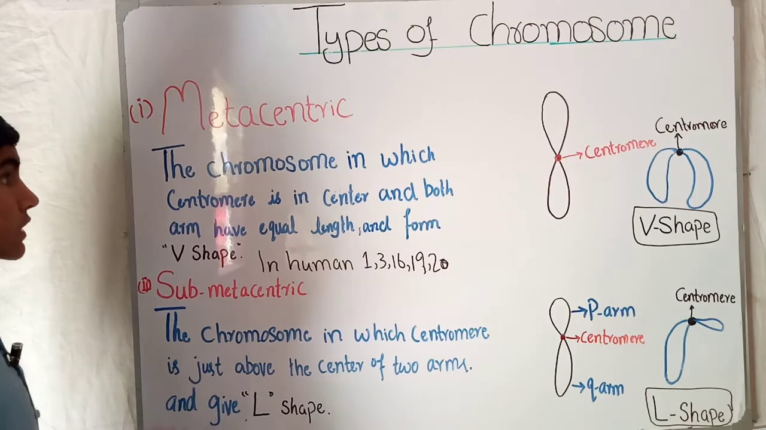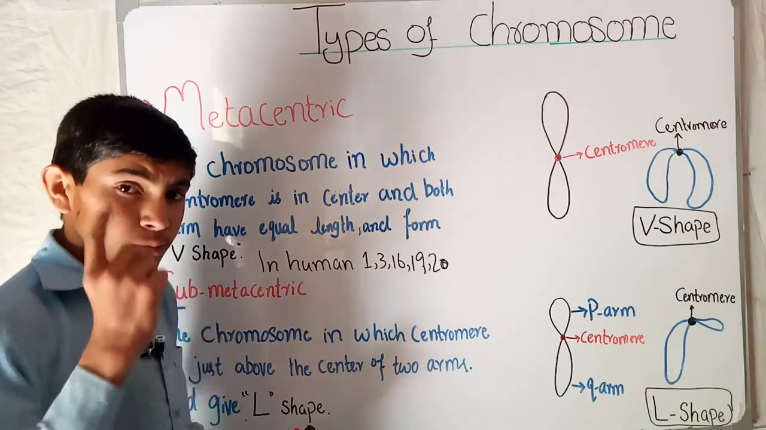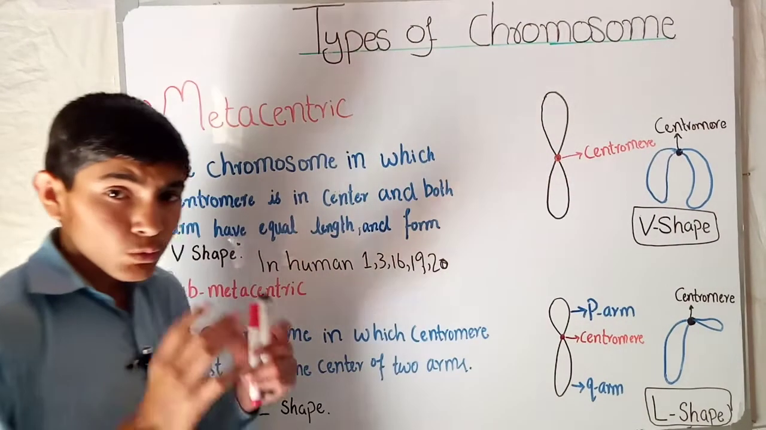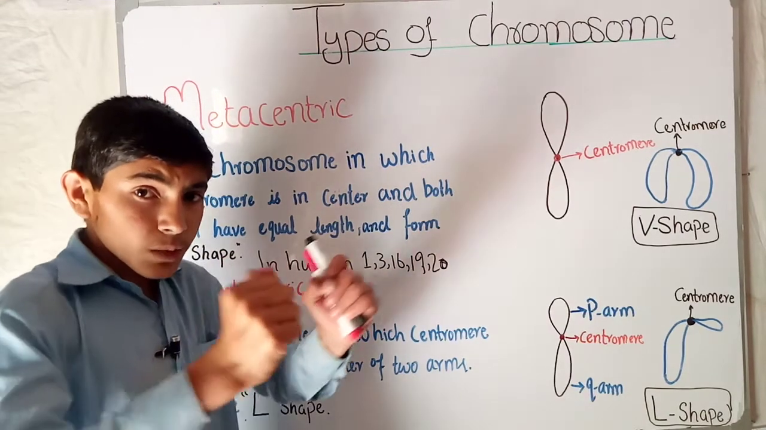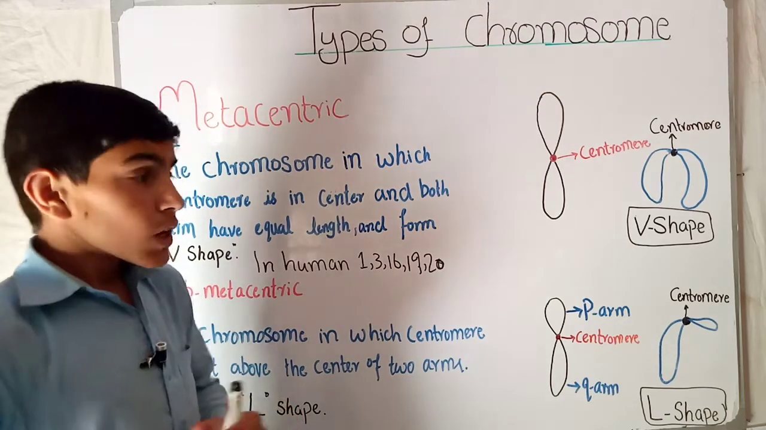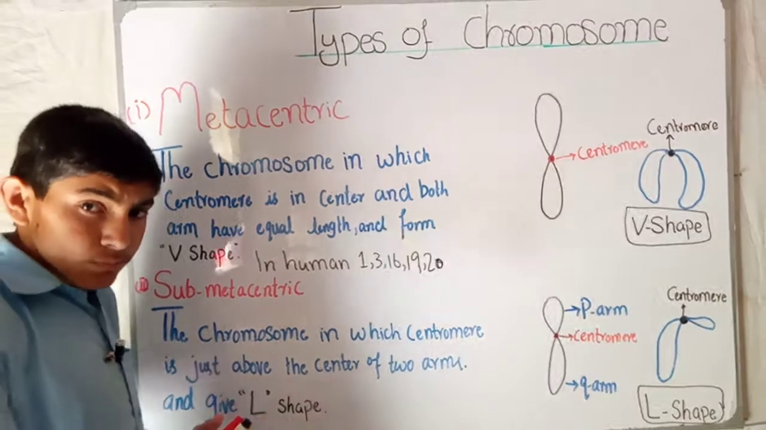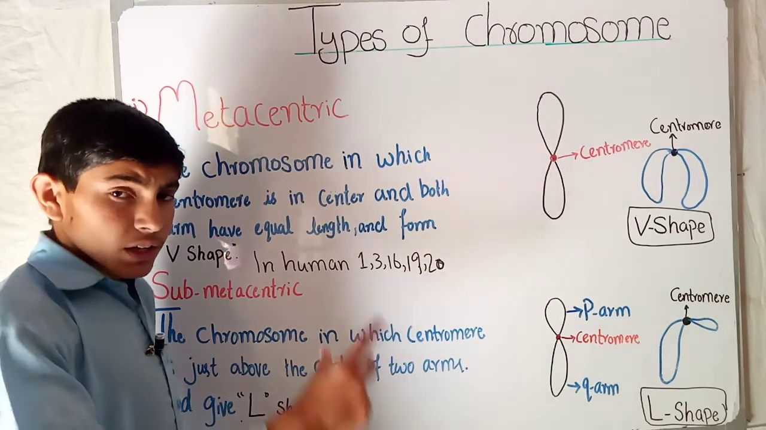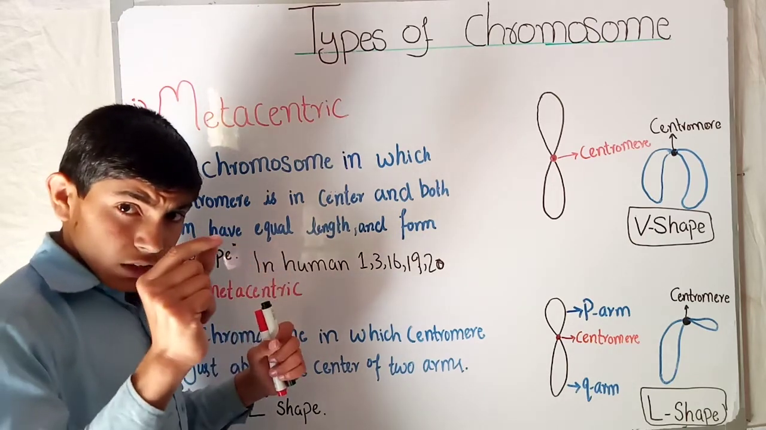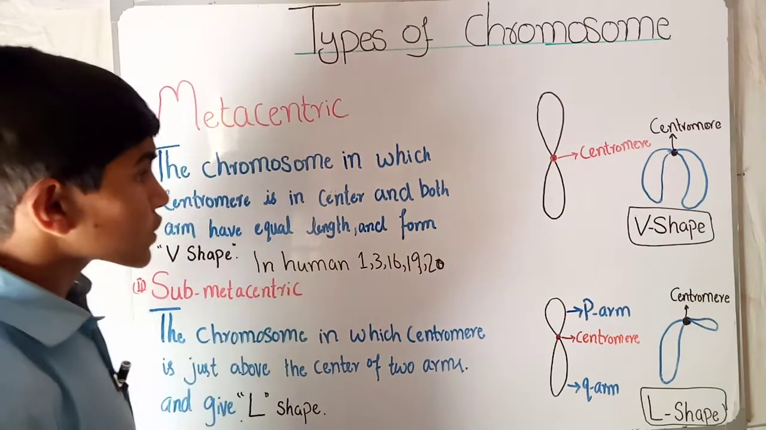Firstly, these chromosomes are divided on the basis of centromere position. The centromere is a point where the two arms of the chromosome join together, and it helps during the movement of the chromosome to different parts of the body. The position of the centromere changes in a chromosome, and therefore chromosomes are divided on the basis of centromere position.